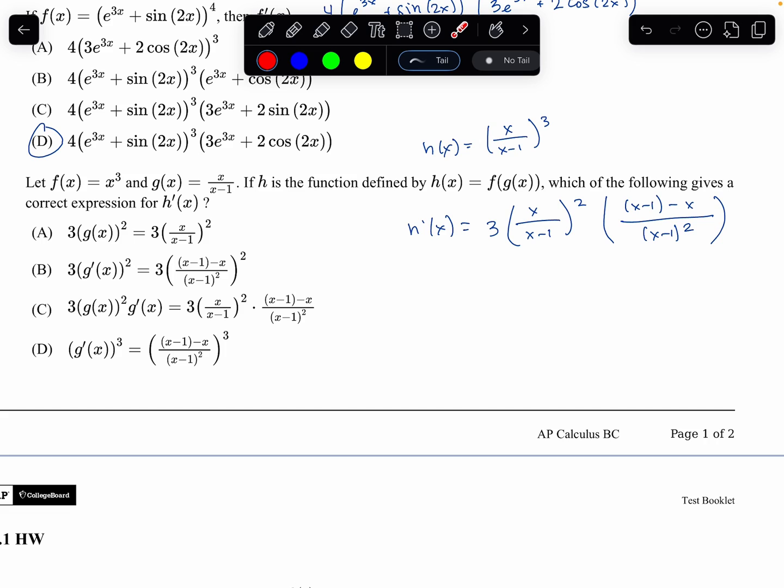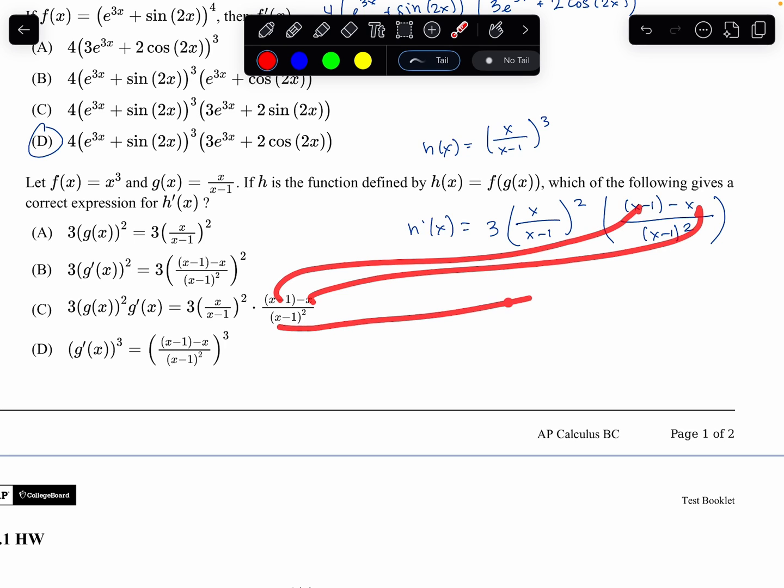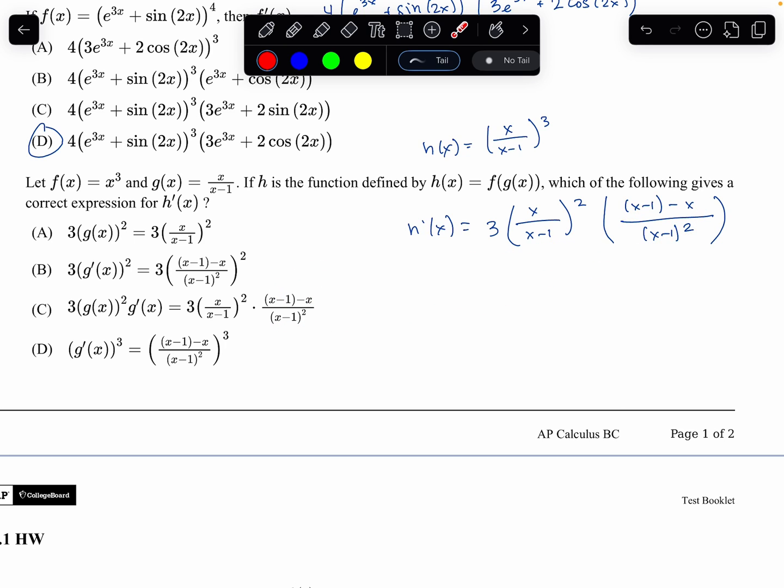I wonder if they're simplifying this part right here. It doesn't look like it, because I actually think C is the answer. I can kind of see it right here. Okay, x minus 1 minus x, minus 1 squared. Yep, so it's gotta be that.